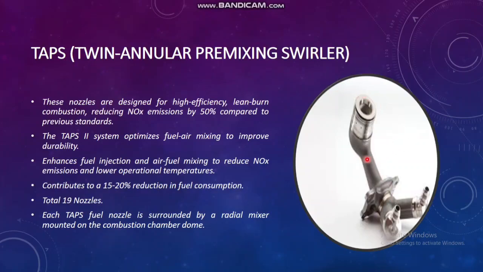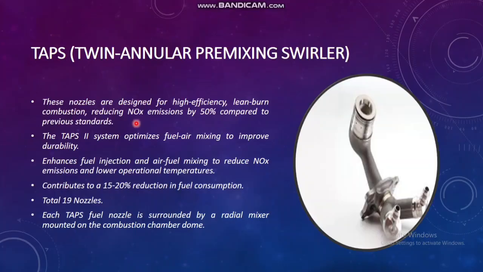So this is a TAPS 2 type fuel nozzle used in the CFM LEAP, which is an advanced engine. We'll discuss this. This nozzle is designed for high efficient lean burn combustion, reducing NOx emission by 50% compared to the previous standard. So this is very good to know information. They have reduced NOx emission by 50%.